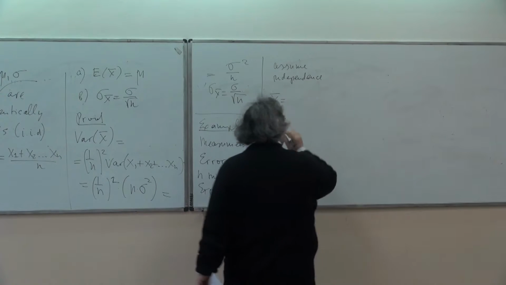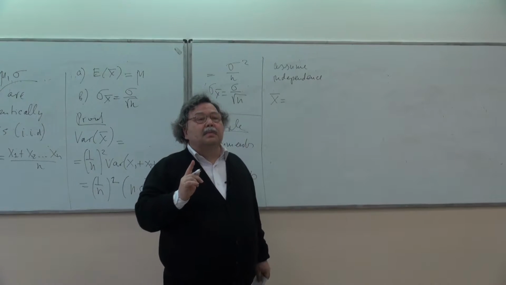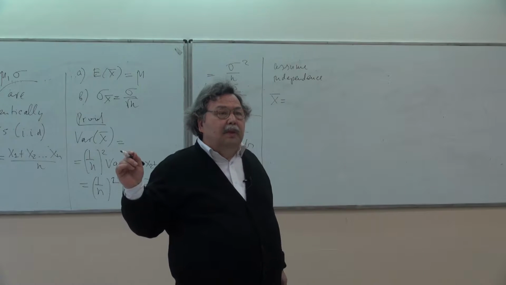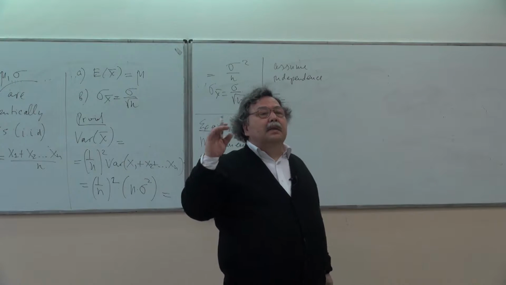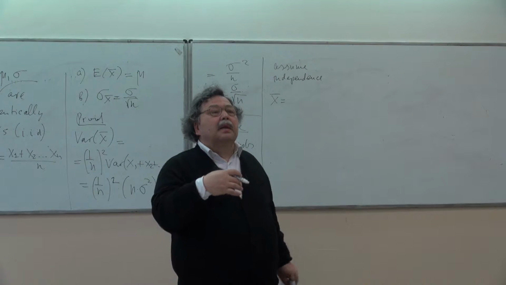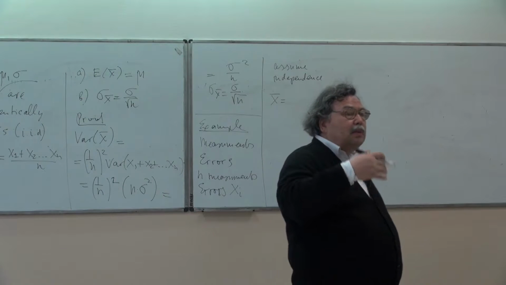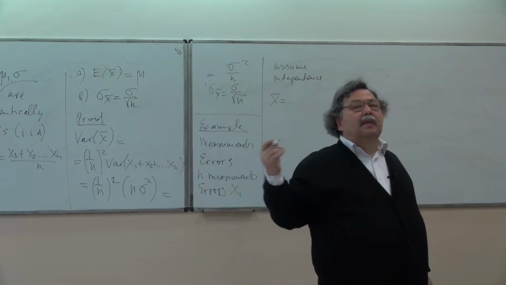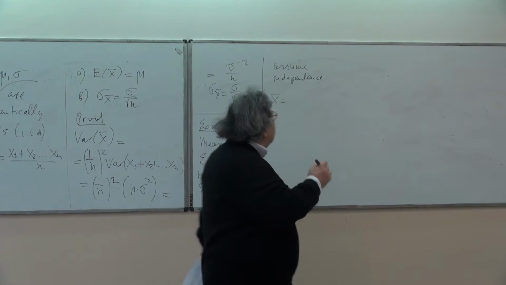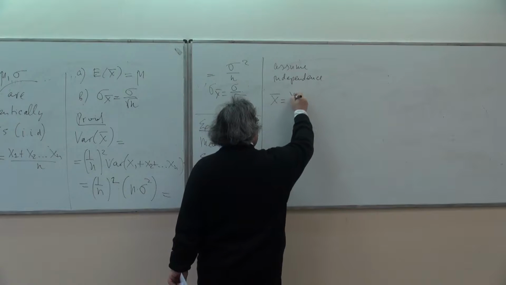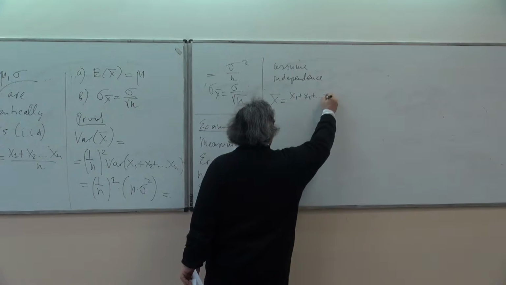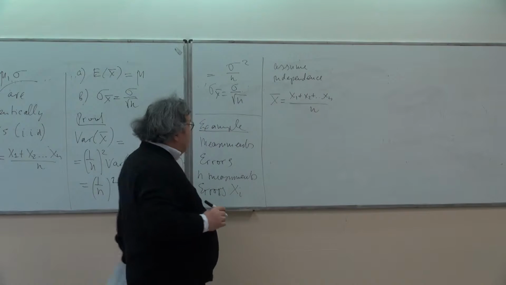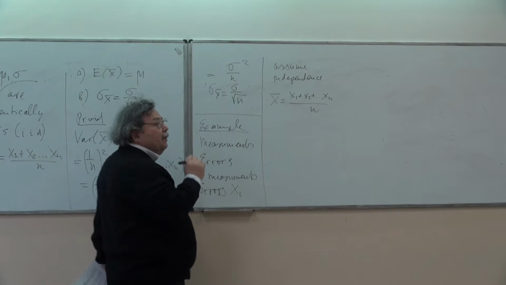Now, if these measurements are independent, then the errors are also independent. And if we take the arithmetic average of the measurements, the errors are also subject to the same procedure. The resulting error is the arithmetic average of the individual errors. Let's denote it by x bar. And look at this.